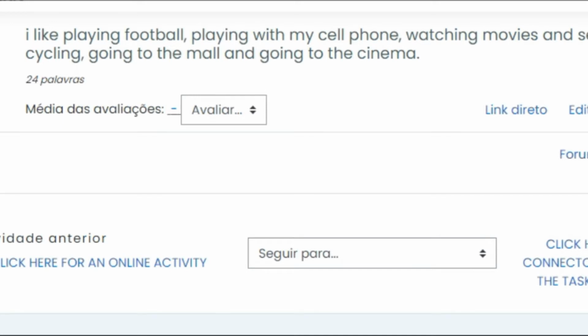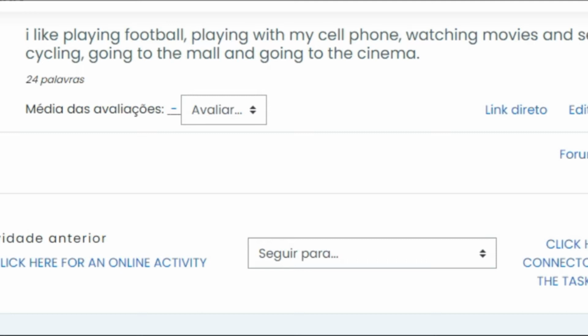An example is about this one. Take a look. The student wrote, I like playing football, playing with my cell phone, watching movies and series, swimming, cycling, going to the mall, and going to the cinema. Remember that I asked you to use the verb play. He used the verb play correctly with sports, right? With games. And I also asked to use the verb go. He wrote here swimming, but you could use go swimming, go cycling, all right?